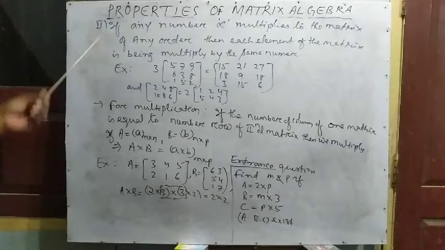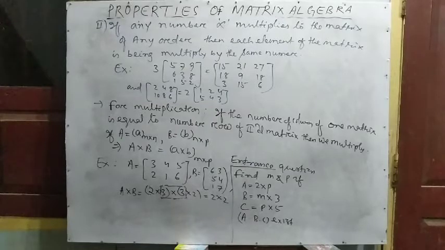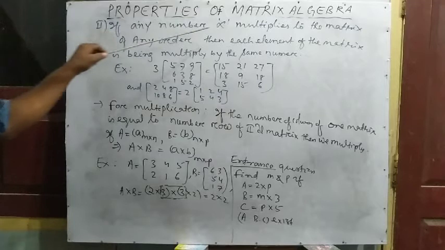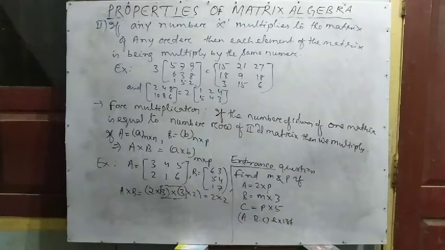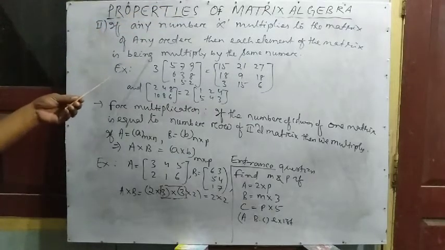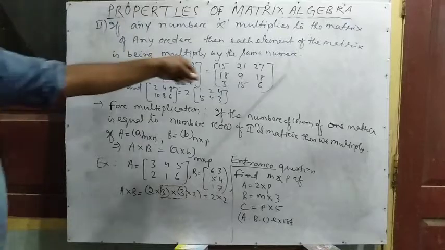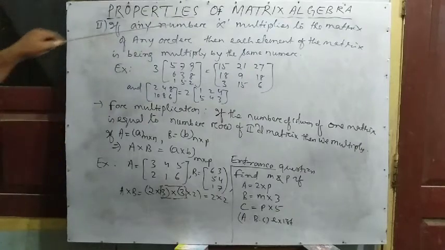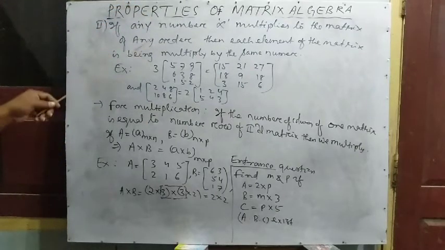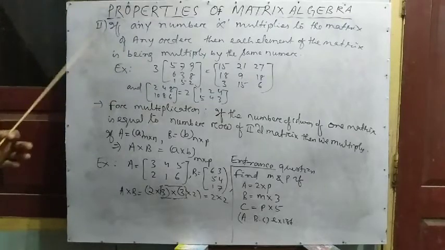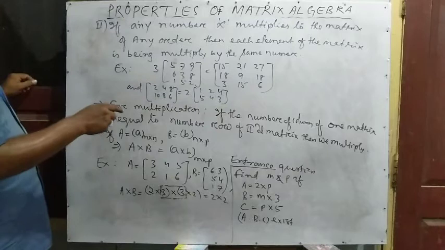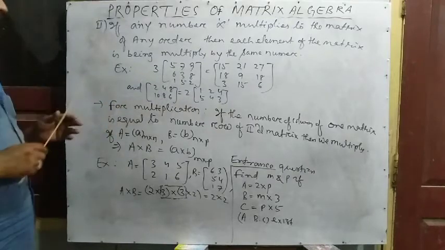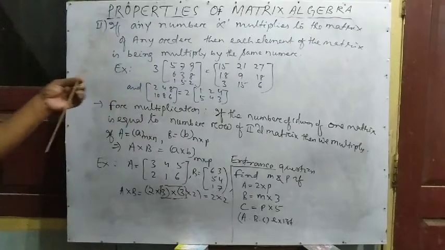So here is the second property of matrix algebra. What is the second property? If any number alpha multiplies any matrix of any order, then each element of the matrix is multiplied by the same number. Any matrix, any order, any number multiplied with the matrix. For example, you take any matrix of any order. You ignore what the order of the matrix is.